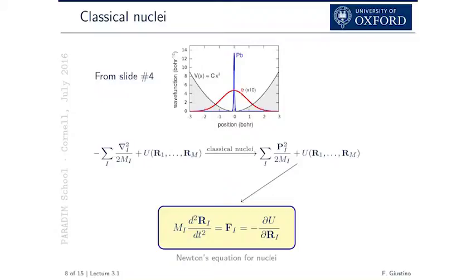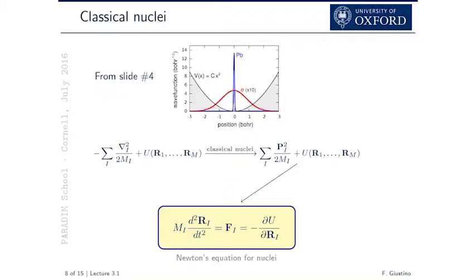So whenever you have a classical Hamiltonian, the law of motion is simply Newton's equation. All right. So what you can say is that the change of momentum with time is minus the derivative of the potential energy with respect to the coordinate of the particle.